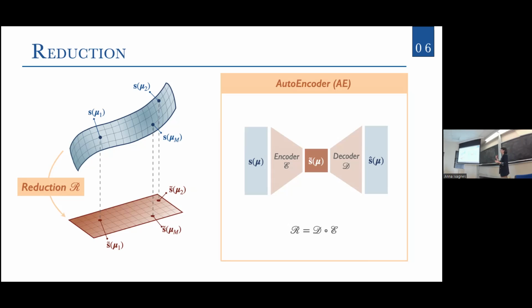And in particular, it is simply a neural network that reproduces with its architecture, with its structure, the idea of decomposing and then reconstructing again your solution. Of course, it is trained such that the final output here, this S hat, is close to the initial snapshot. So it's trained, of course, with the snapshots, with the data that you have.